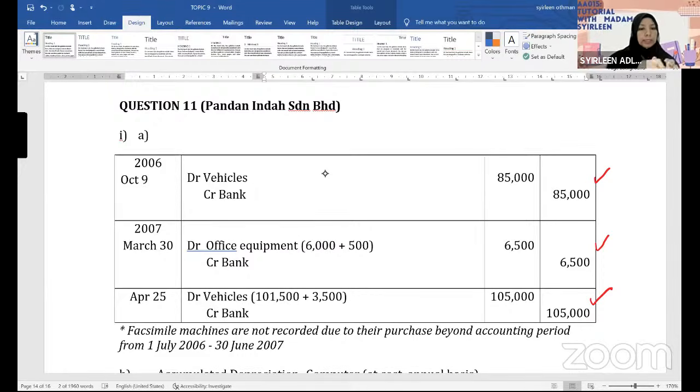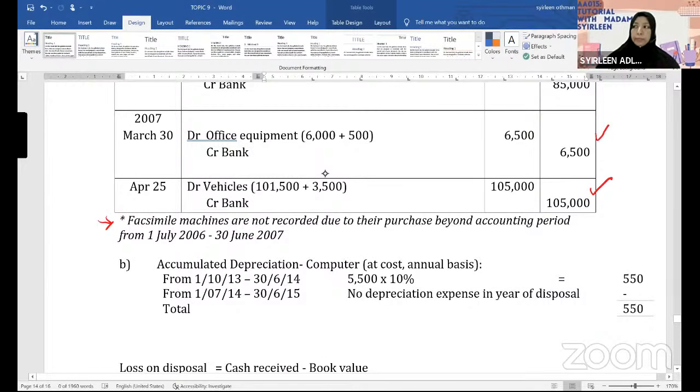Dekat sini awak nampak ada note dekat bawah tu kan? Facsimile machine, madam tak catat sebab it is out of the accounting period. Dia adalah pada 15 Julai kan? That means that one akan di-record pada next year punya accounting period, not on this particular accounting period. Alright. So, saya nak buat disposal. So, bila I nak buat disposal, I akan kira dulu the accumulated depreciation. Okay? So, this is on annual basis kan?